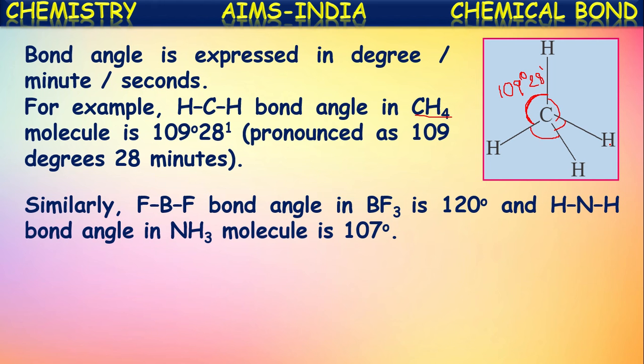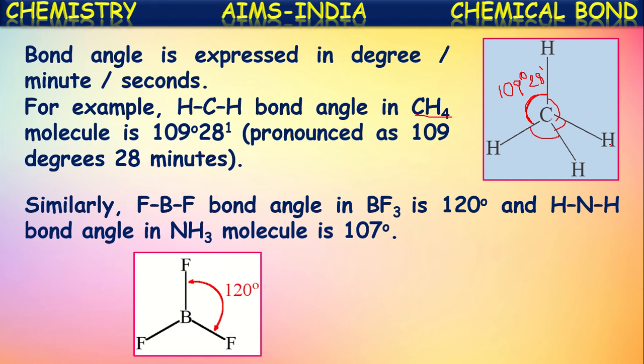Similarly, the FBF bond angle, meaning the bond angle in the boron trifluoride molecule, is 120 degrees. Means between the bonds of two fluorine atoms which are connected to the central atom boron, the bond angle will be 120 degrees. Here also the bond angle will be 120. Here also the same. Okay.